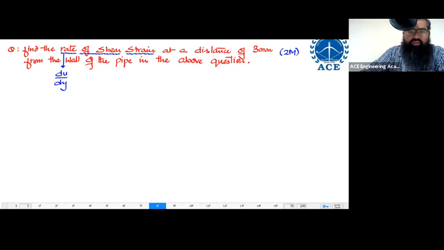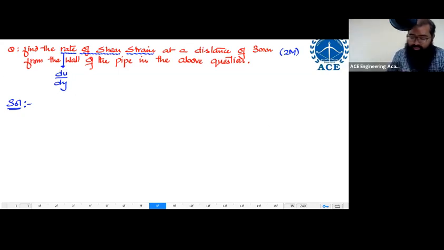Now let us start this question. I hope you have taken down till here. Find the rate of shear strain at a distance of 3 mm from the wall of the pipe. Now, rate of shear strain basically means du by dy. How to get the idea of rate of shear strain? Rate of shear strain you should get from shear stress.